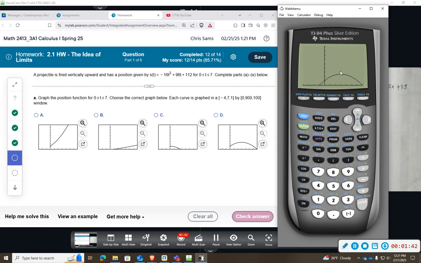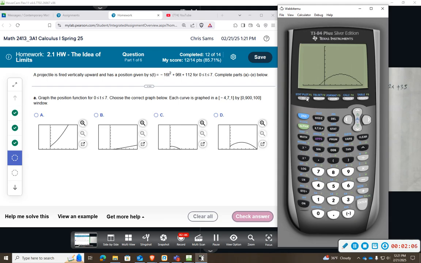Okay, so we get this parabola shape. The one that looks best would be here. Now we can also restrict our graph. You see how it says from 0 to 7. So that means we're not going to be considering any negative values, which we cannot start at a negative time because t is the position and we can't have a negative position.